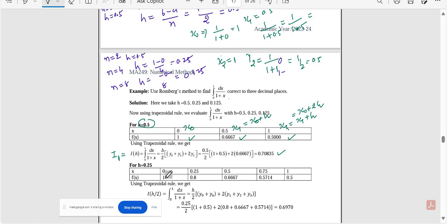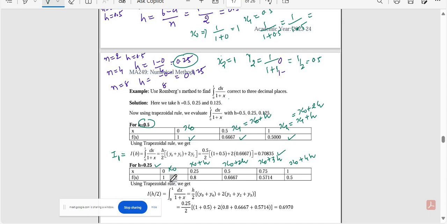For the next one, h is equal to 0.25, as I already discussed here. So our table will be enhanced. The first value is x0, the second value is x0 plus h, that is 0.25, the third value is x0 plus 2h, that is 0.5, the fourth value is x0 plus 3h, that is 0.75, and the last value is x0 plus 4h, which is nothing but 1. Our range is 0 to 1, so you have to divide the xi values within this range of 0 to 1.